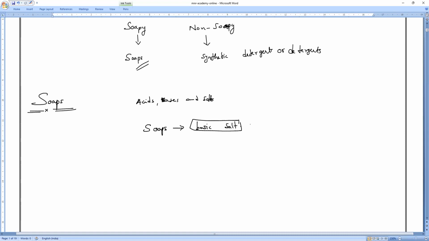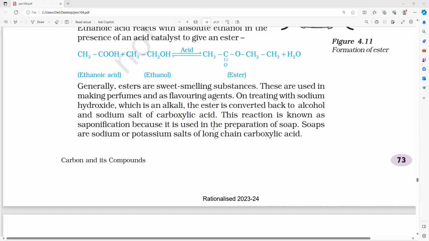Understanding? Yesterday you also studied the saponification reaction. Am I right, everyone? Yesterday we studied the saponification reaction, and in that we studied a definition of soaps. The exact page also came. So what is the definition of soaps you studied here? Soaps are sodium or potassium salts of long chain carboxylic acids.